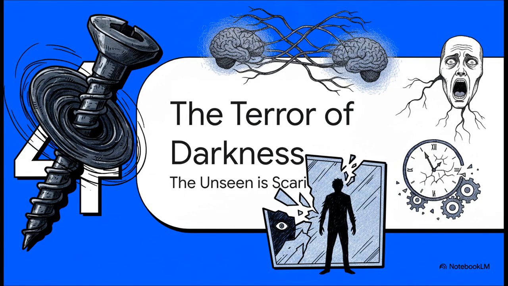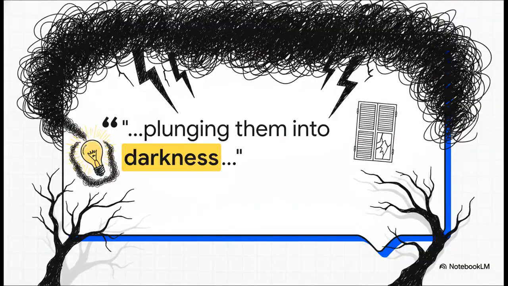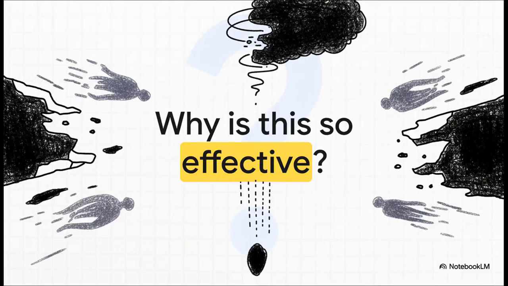Okay, now we've arrived at the story's climax, the final turn of the screw. And this, right here, is where its true genius lies. Let's analyze why this specific choice of ending is so psychologically devastating and so incredibly effective. Plunging them into darkness. And that's it. That's where the story ends. It just stops. So why does that final, abrupt plunge into blackness hit so hard?